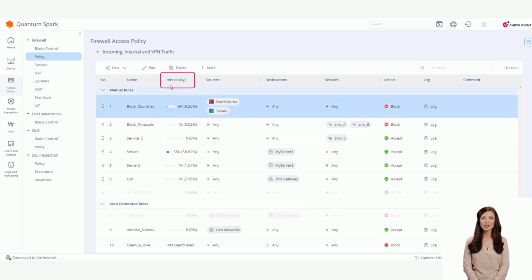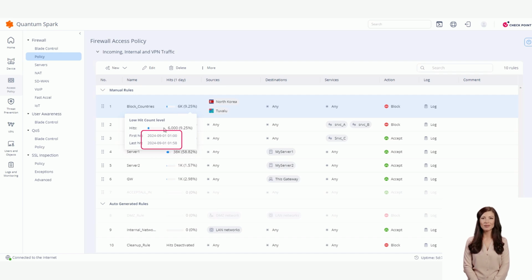We can see more detailed information by hovering over the hit count value, which will show us the first and last time the rule was hit within the current time frame. In this case, we can note that all the hits today were concentrated in a 1 hour window.